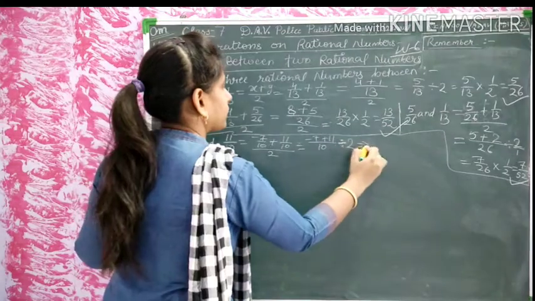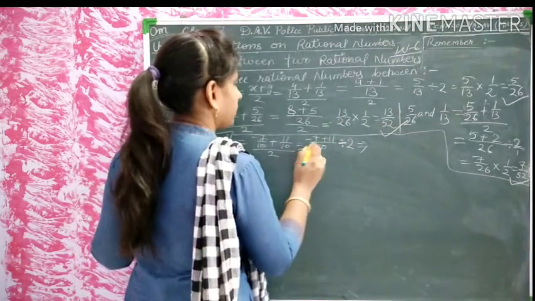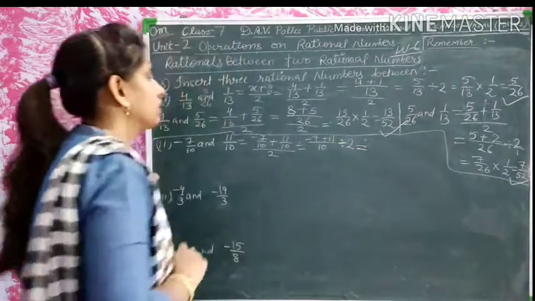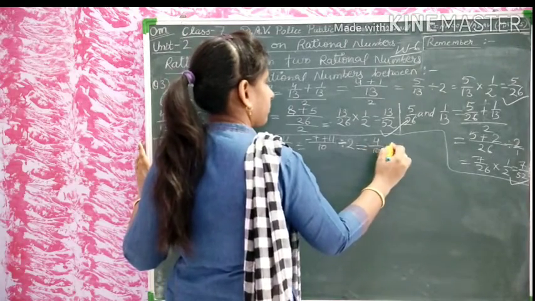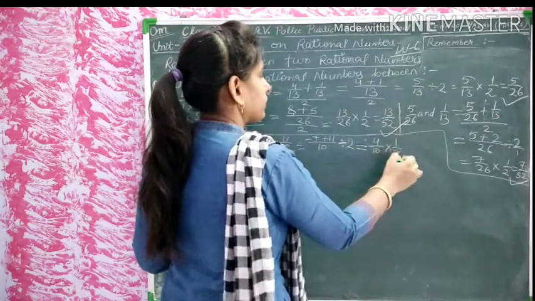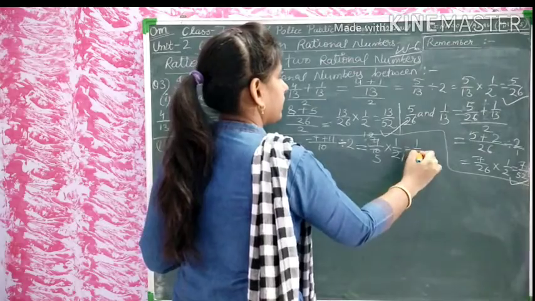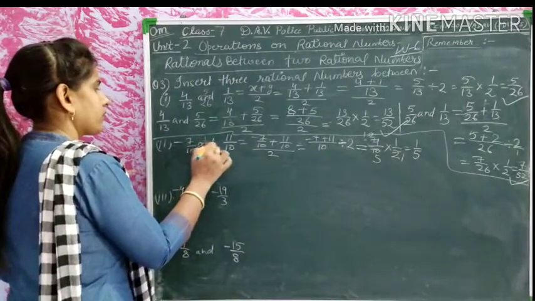Is this clear, students? Now this implies minus 7 by 11. This will get as 4, and divide changes to multiply, and 1 by 2 is the reciprocal. 2 1s are 2, 2 2s are 4, 2 1s are 2, 2 5s are 10. We will get 1 by 5 as the number between these two numbers.